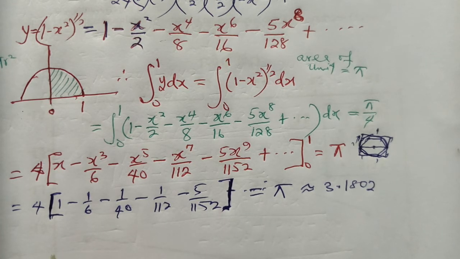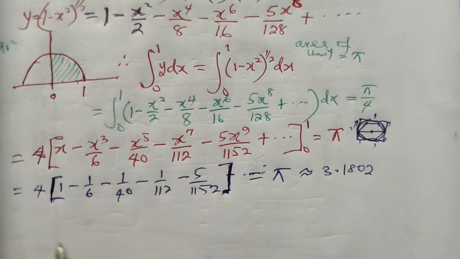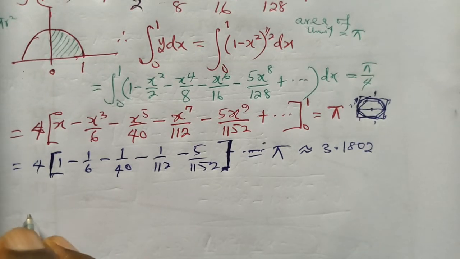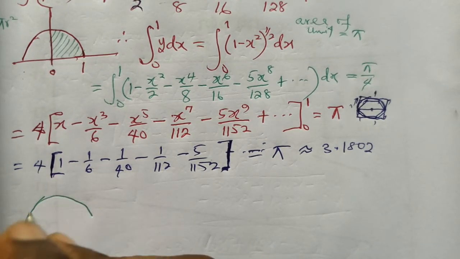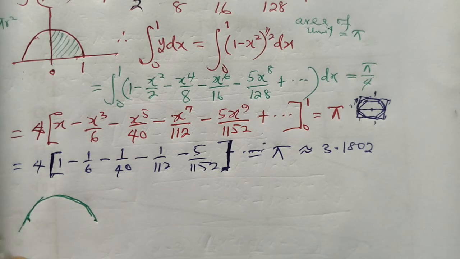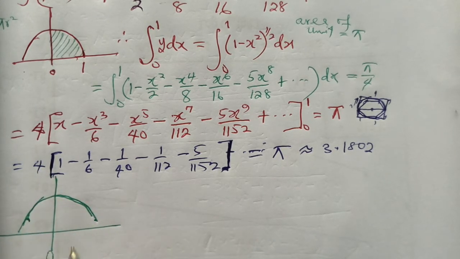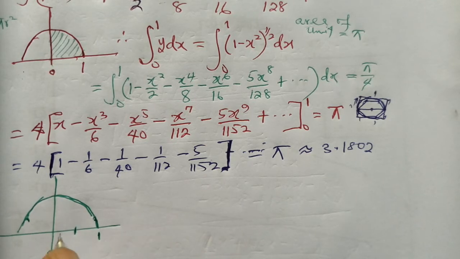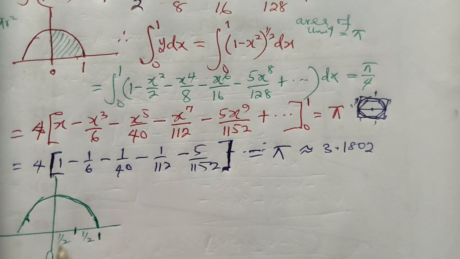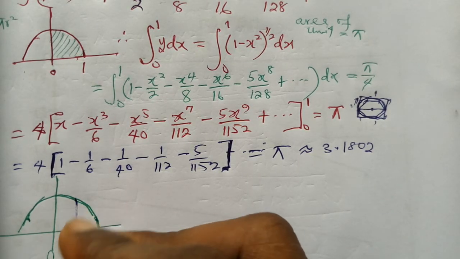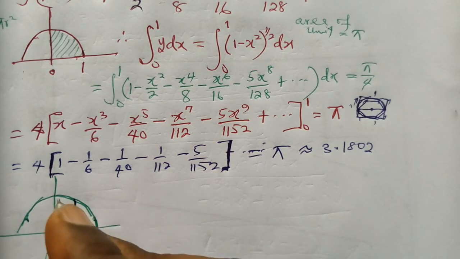So let us see what will happen if we integrate between 0 and half. Remember, this is 1, so here is half and here is half. If we integrate between 0 and half, that means that we are looking at the area here.